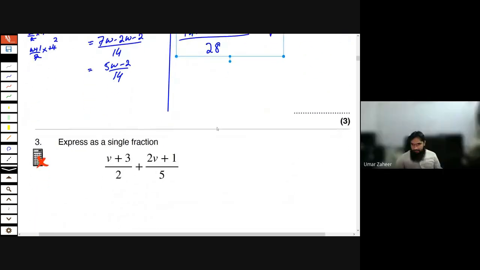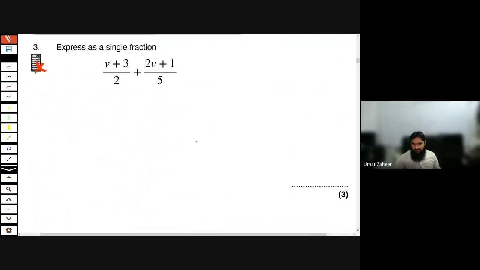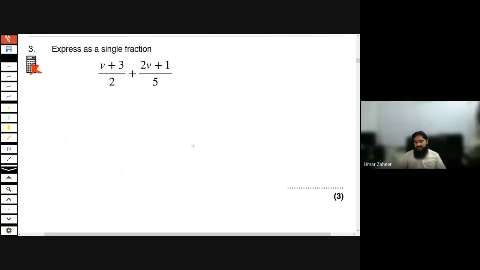Okay. So the next one is express as a single fraction (v plus 3) over 2 plus (2v plus 1) over 5. Now they are two co-prime. We can do the cross multiplication, but still I will do it with the complete steps. I will take the LCM. The LCM of 2 and 5 is going to be 10. You have to take the first fraction. You can do it in the mind as well and multiply it. 2 times 5 is 10.